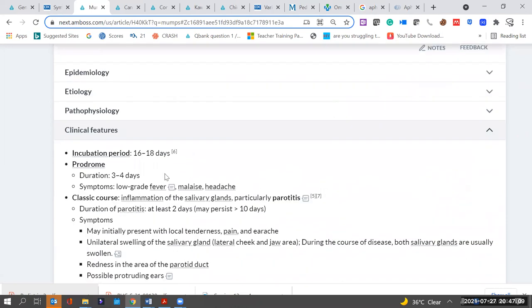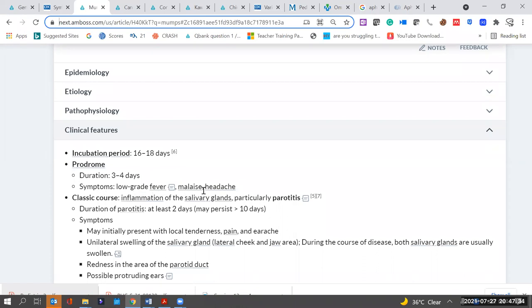So this is the clinical feature. Incubation: for infectious agents, not from the DHA or NIH point of view, but for those appearing for the USMLE exam, they should know the incubation time periods as well. But for us, it's okay. You should know that the incubation period for this organism is 16 to 18 days. Then the prodrome. It doesn't start at once. It will take some time. The duration can be 3 to 4 days.